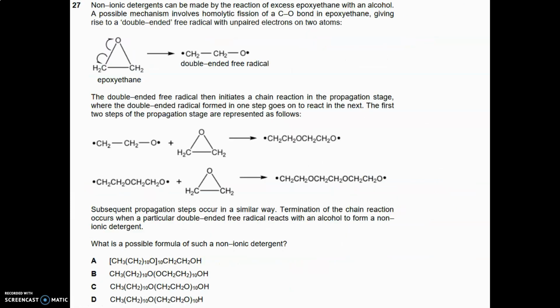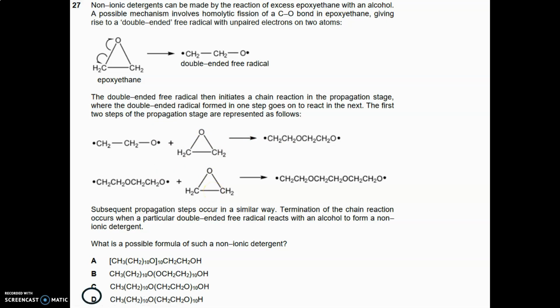Okay, question 27. It is a pattern recognition question. So first we mentioned that epoxyethane forms a double-ended free radical, and this double-ended free radical reacts with another molecule of epoxyethane, and it keeps adding on to subsequent molecules of epoxyethane.